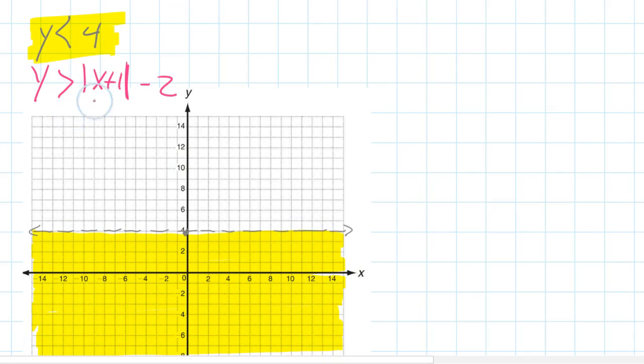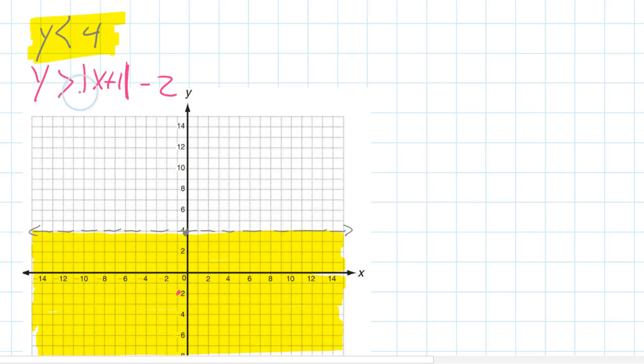Next, y is greater than the absolute value of x plus 1 minus 2. Remember, an absolute value is simply a V. You take the two edges, put them together to get a V. And the negative 2 on the outside tells you to go down in the y. And the plus 1, it's positive, so we need to go left. We go left 1 in the x. And that is our bottom.